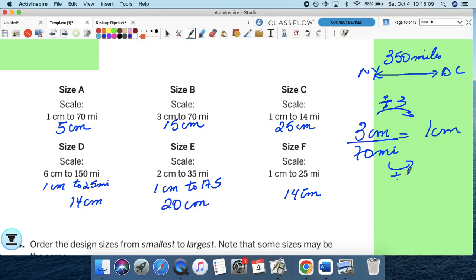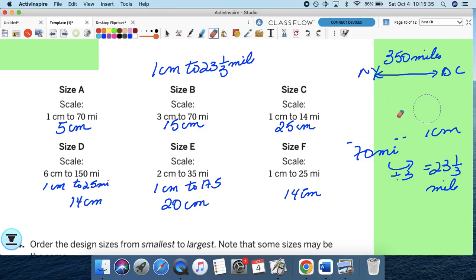Divide the bottom by 3. So 70 divided by 3, oh, it's not going to give us a nice number. So it's going to be 23, and I'm going to put it as a fraction, 1/3 miles. So this one is 1 centimeter to 23 and 1/3 miles.